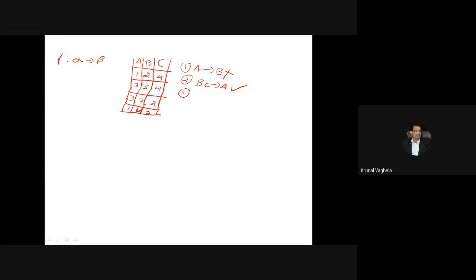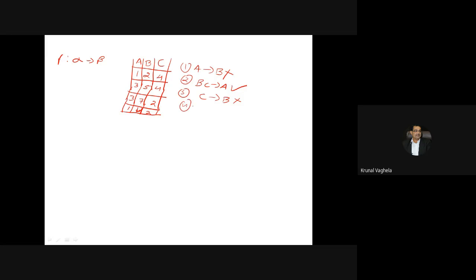Then, for example, C to B. So 4, 2. Here at 4, you are getting 5. So this is not allowed, right? If you are getting 2 at this 4, you should get 4, right? So here also 2, 7, 2, 4. So this is not allowed.